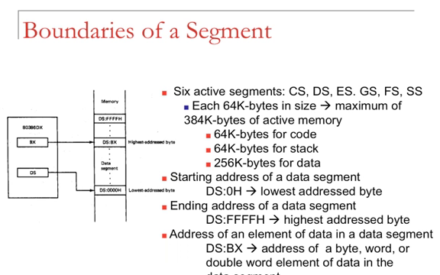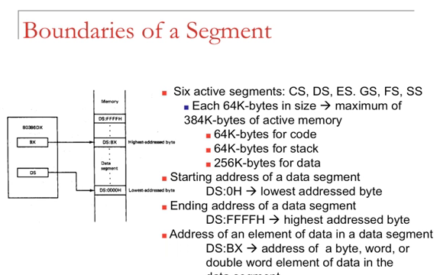Boundaries of the segments. We have 6 active segments, and each segment is 64K bytes. In total, we have 384K bytes of active memory. We start from 0 and end at FFFF. 0 is the lowest address of the bytes, and FFFF is the highest address of the bytes.